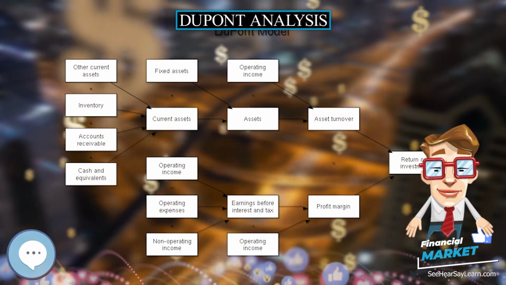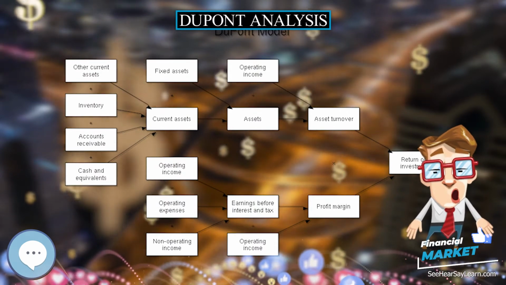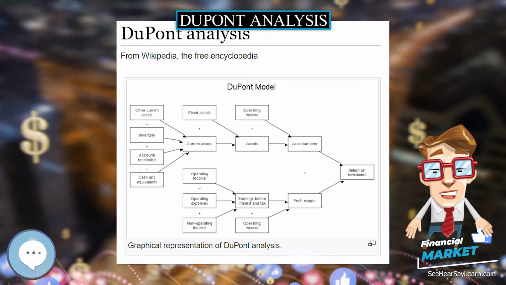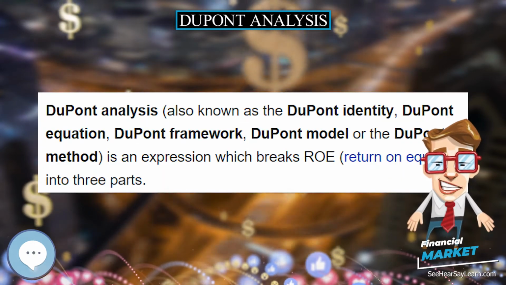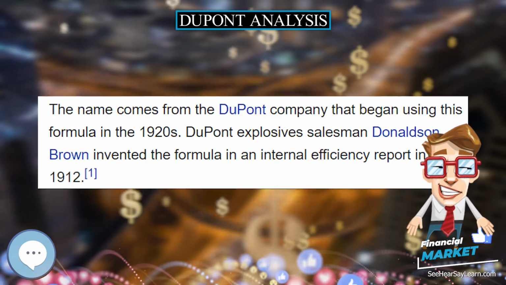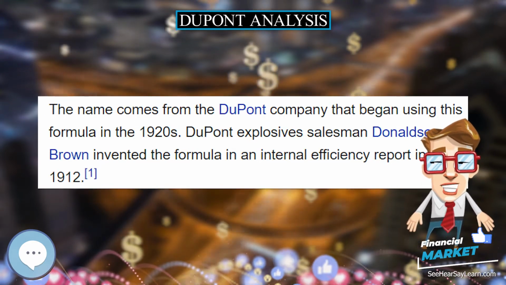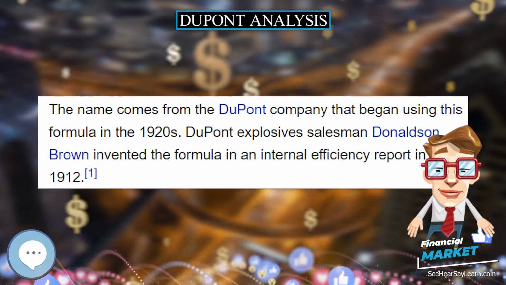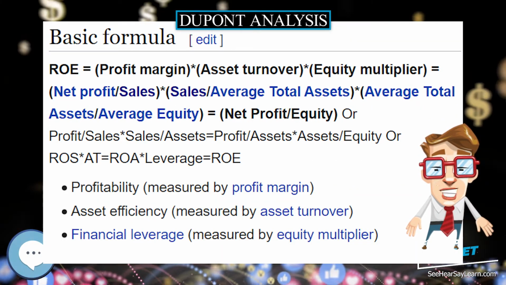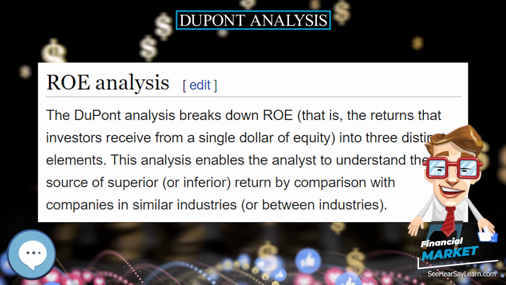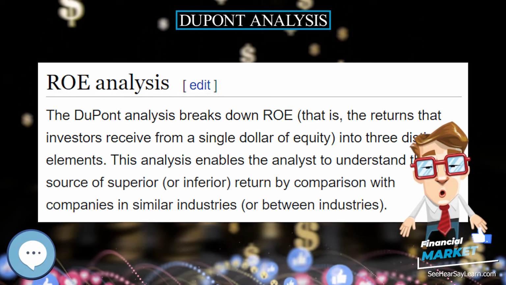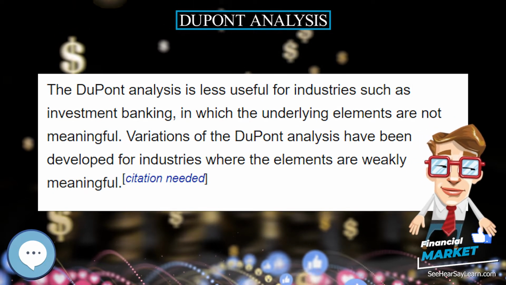DuPont Analysis. DuPont Analysis, also known as the DuPont Identity, DuPont Equation, DuPont Framework, DuPont Model or the DuPont Method, is an expression which breaks ROI, return on investment, into three parts. The name comes from the DuPont Corporation that started using this formula in the 1920s. DuPont explosives salesman Donaldson Brown invented this formula in an internal efficiency report in 1912.